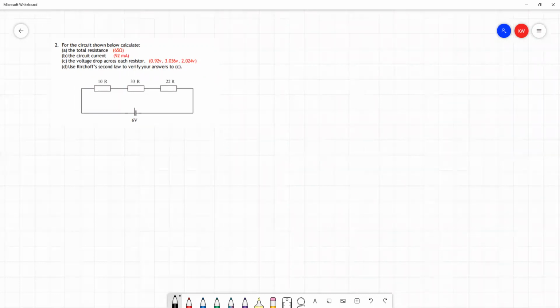Parts A and B are quite similar to question 1. In part A, we want to find the total resistance. We know this is given by the sum of the 3 resistors' resistances, and we'll label these 1, 2, and 3 just to keep track of them. So RT is equal to R1 plus R2 plus R3. So that's equal to 10 plus 33 plus 22.